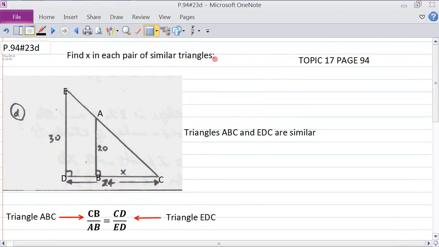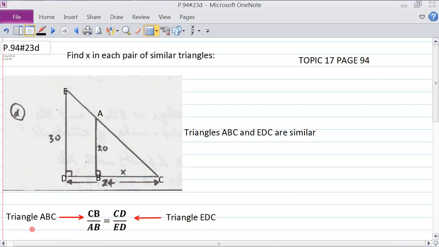Now, find X in each pair of similar triangles. We're going to compare this triangle ABC, which is this one, to EDC. Notice this angle is 90 degrees and this is 90 degrees. This little square mark here is showing that this angle in here is 90, and this and this. So we're comparing this triangle here, triangle ABC, to triangle EDC, which are similar.